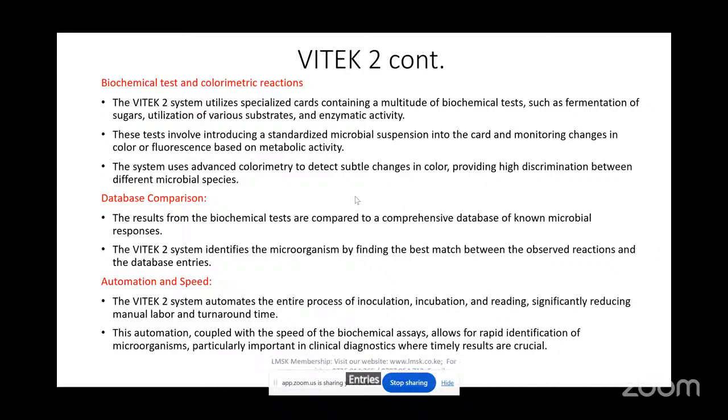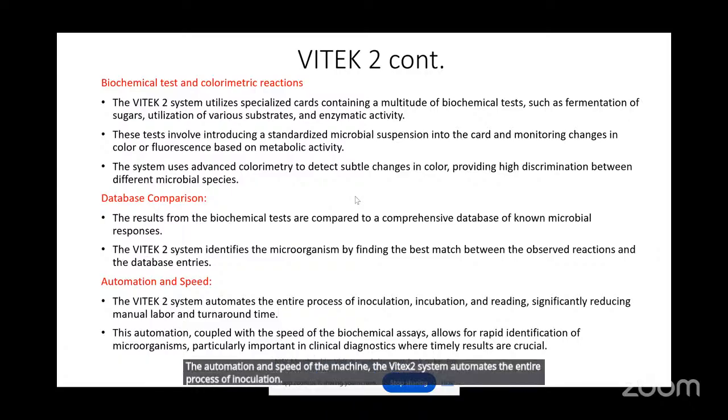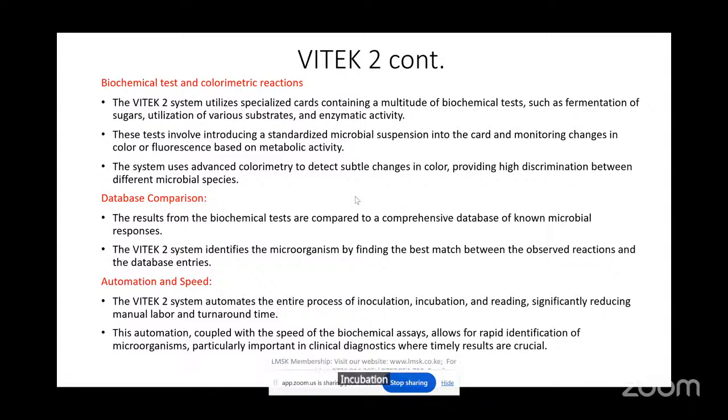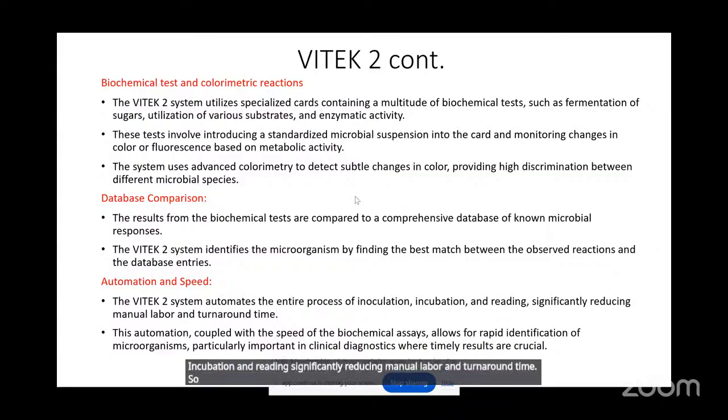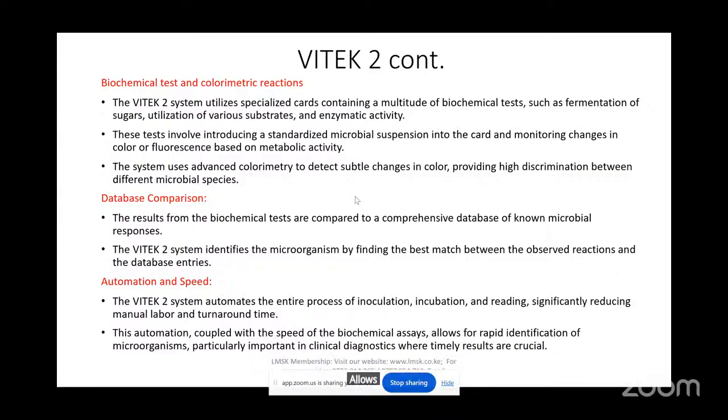Then we're going to mention the automation and speed of the machine. The Vitek 2 system automates the entire process of inoculation, incubation, and reading, significantly reducing manual labor and turnaround time. So this automation, coupled with the speed of biochemical assays, allows for rapid identification of microorganisms, particularly important in clinical diagnostics where timely results are crucial.